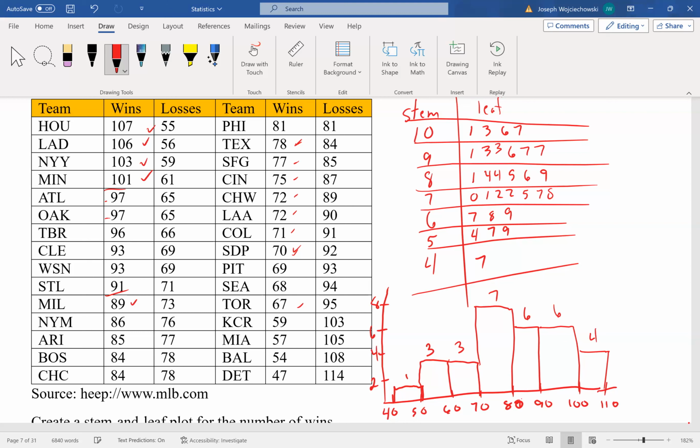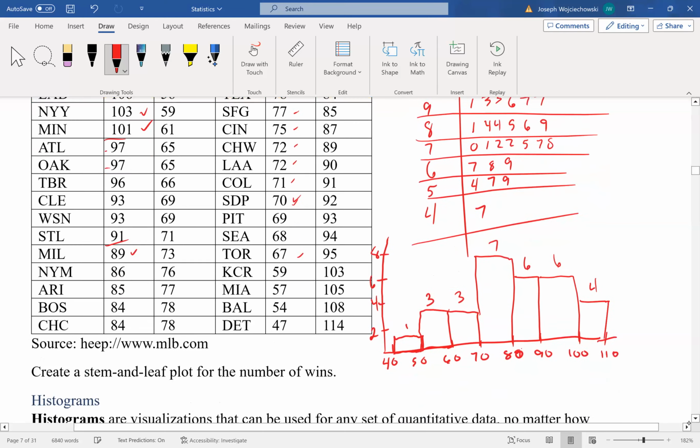It's a continuous number line. This bin is from 40 to just below 50. This bin starts at 50 and it ends just below 60. And so forth. So be careful of that.